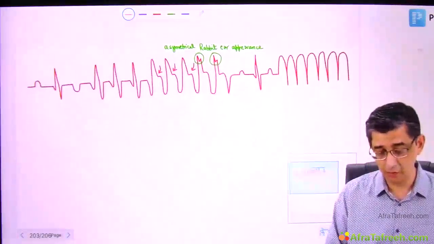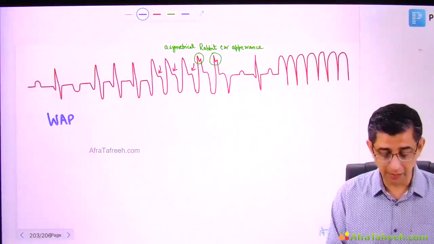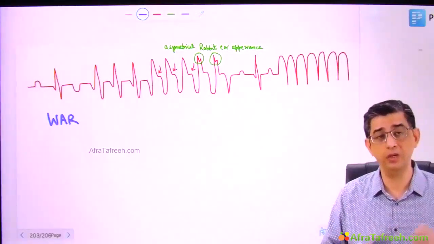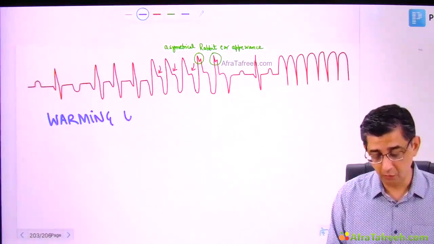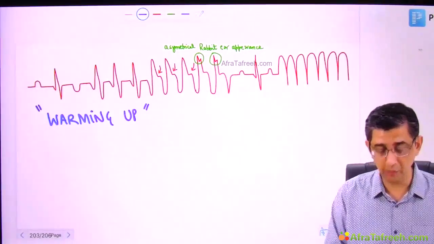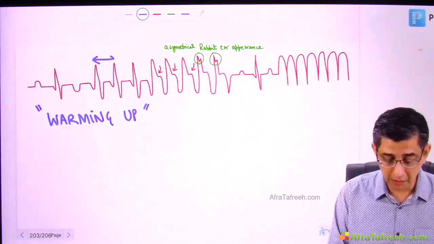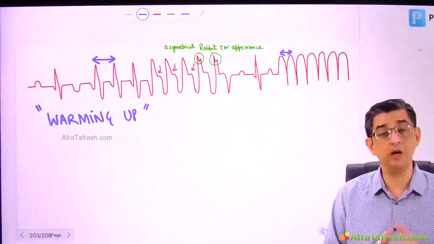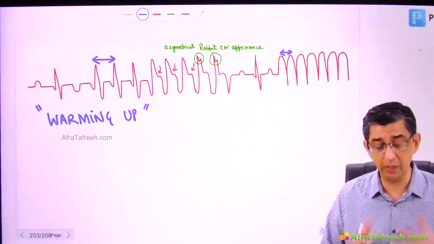First and foremost, I want to highlight what is given in the textbook as warming up. Like an athlete does warming up, doing some stretching exercises before actually starting a workout, similarly the textbook describes warming up of the arrhythmia, meaning the arrhythmia is picking up speed. If you look at the RR interval initially and compare it with the RR interval subsequently, you will notice that the RR interval has become relatively shorter.